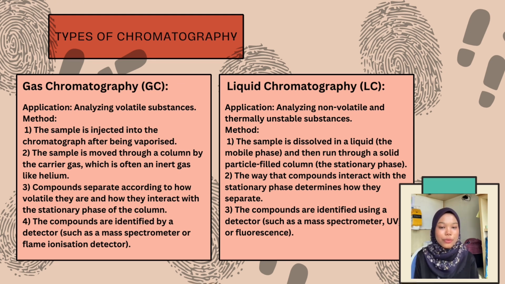Second, we have liquid chromatography or LC. This applies for analyzing non-volatile and thermally unstable substances. The method is that the sample is dissolved in a liquid, the mobile phase, and then run through a solid particle filled column, the stationary phase. Second, the way that compounds interact with the stationary phase determines how they separate. Lastly, the compounds are identified using a detector such as a mass spectrometer, UV or fluorescence.